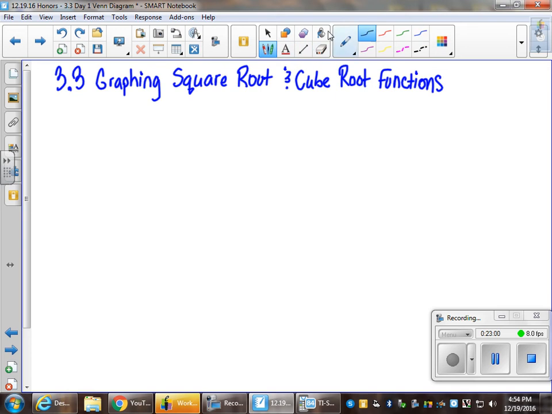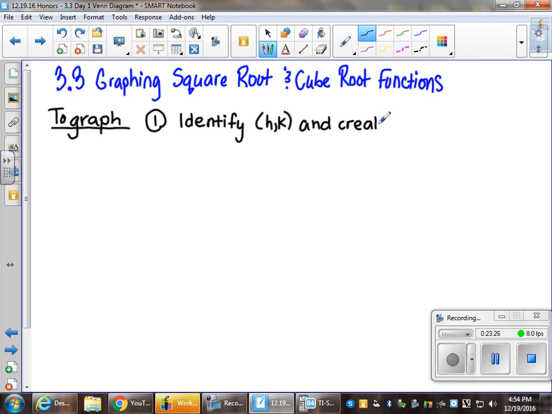To graph. Step 1, identify h, k. And create an input-output table.